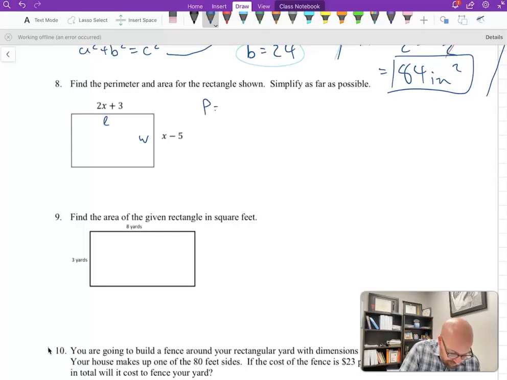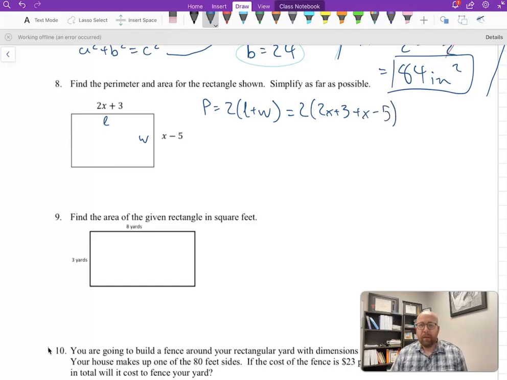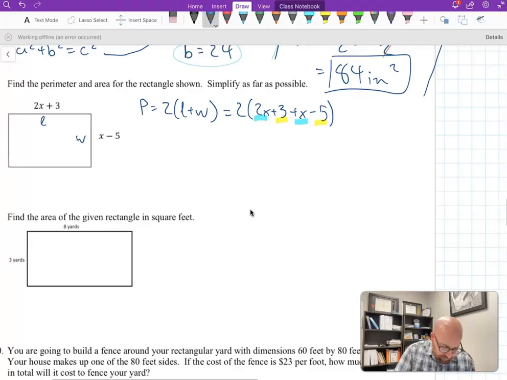So we know that perimeter is equal to 2 times length plus width. So if we just substitute our expressions for length and width, we have 2 times 2x plus 3 plus x minus 5. Now, what we want to do here is combine our like terms. 2x and 1x are like terms. 3 and negative 5 are like terms. So this gives us 2 times 2x plus 1x is 3x, 3 minus 5 is a negative 2.